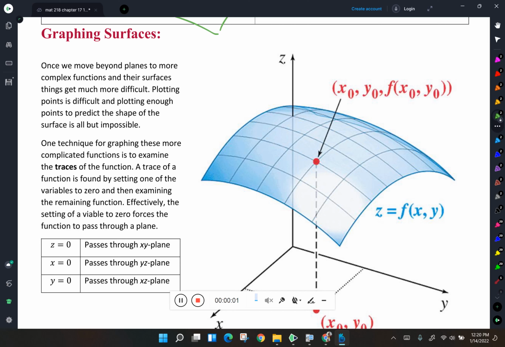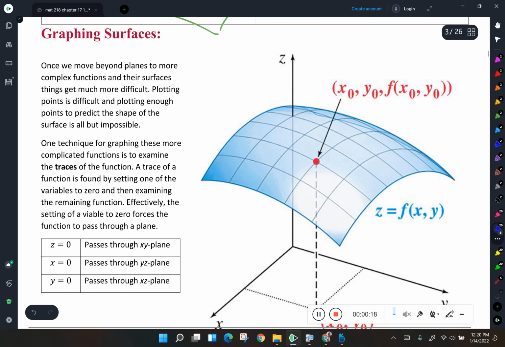Okay, so welcome back for part three. In this section, we're going to take a look at graphing some surfaces. As I said before, we're going to take a look at what happens when the functions that we graph become more complex. So we're going to take a look at some complex functions and what their graphs would look like.